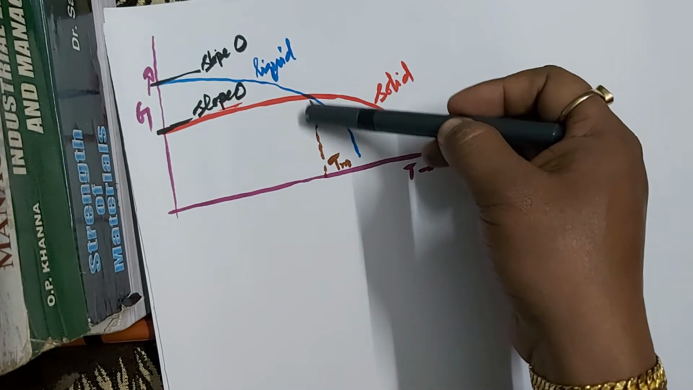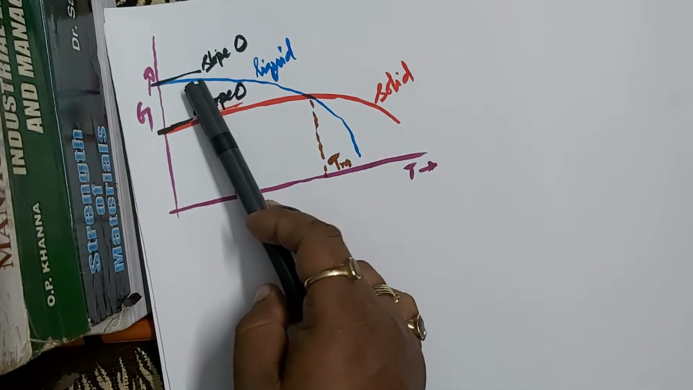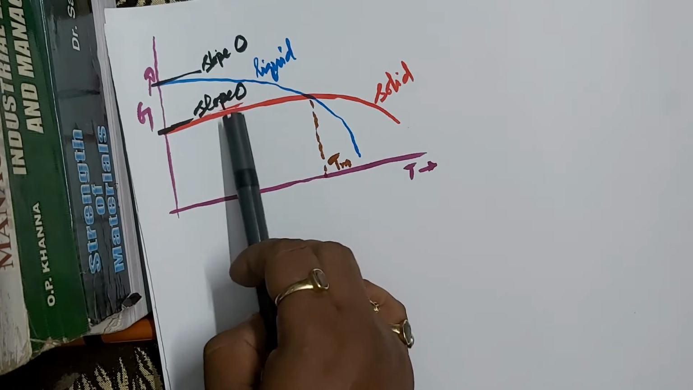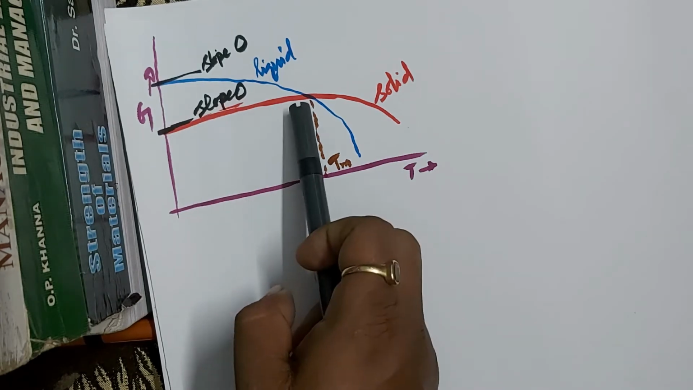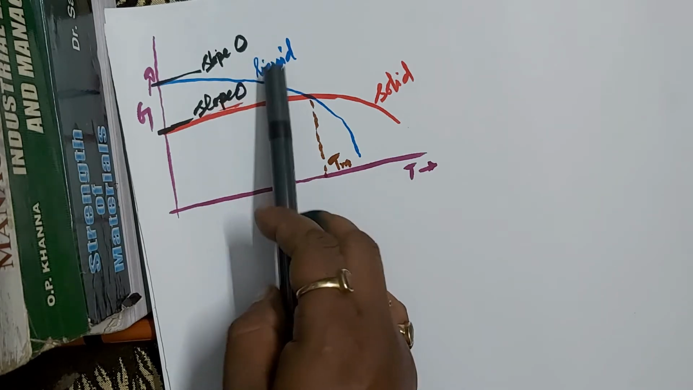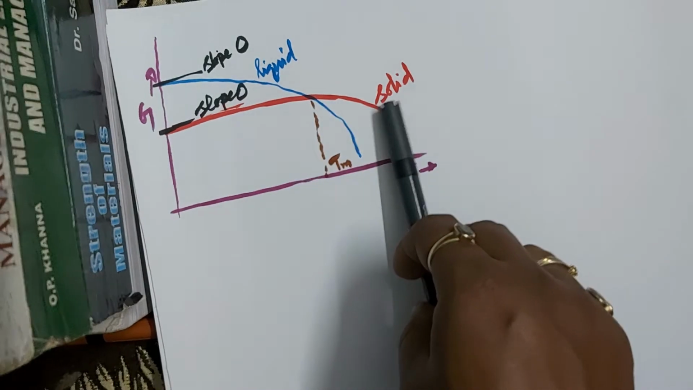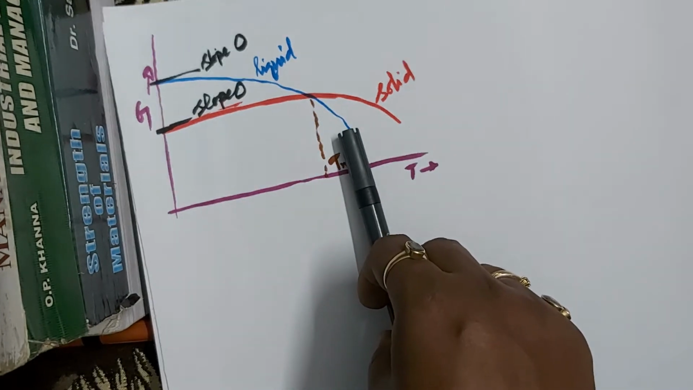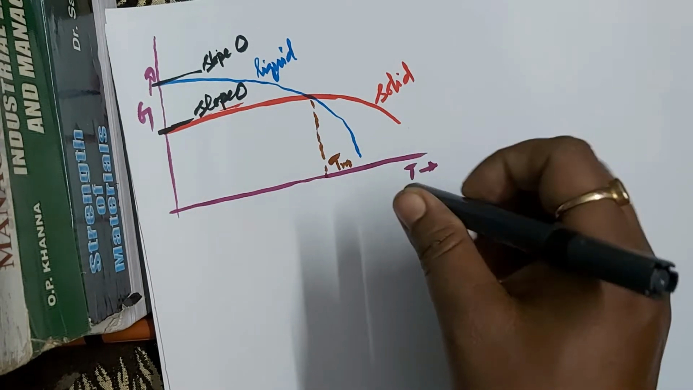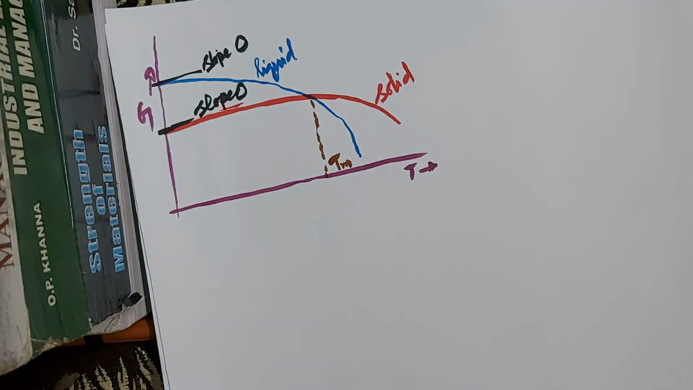Before the melting point, the liquid has more free energy than solid, and after that melting point, solid has more free energy than liquid. So from here we can say the state in which the free energy is minimum, that state will remain in equilibrium at that condition.